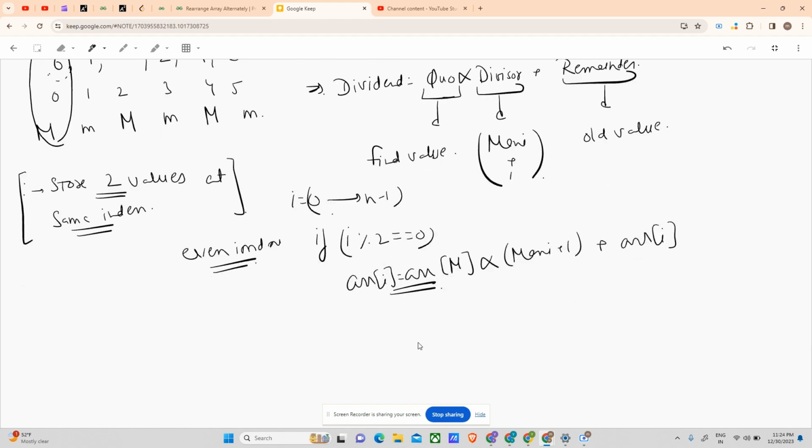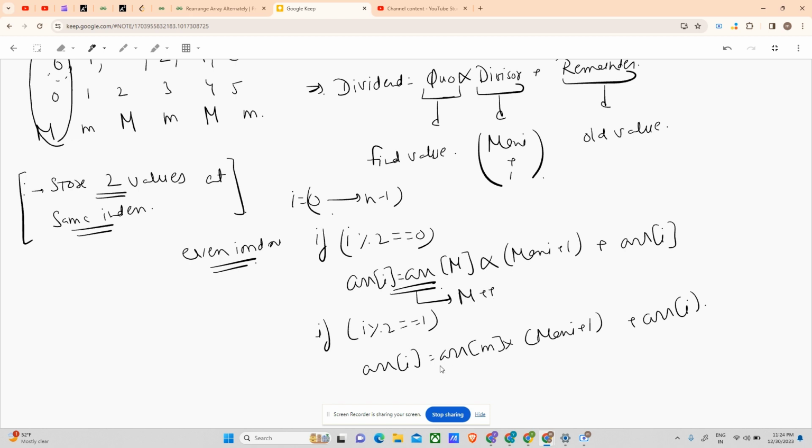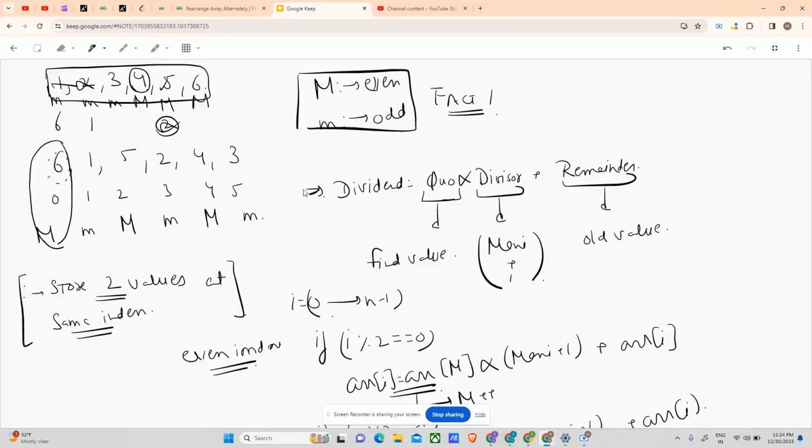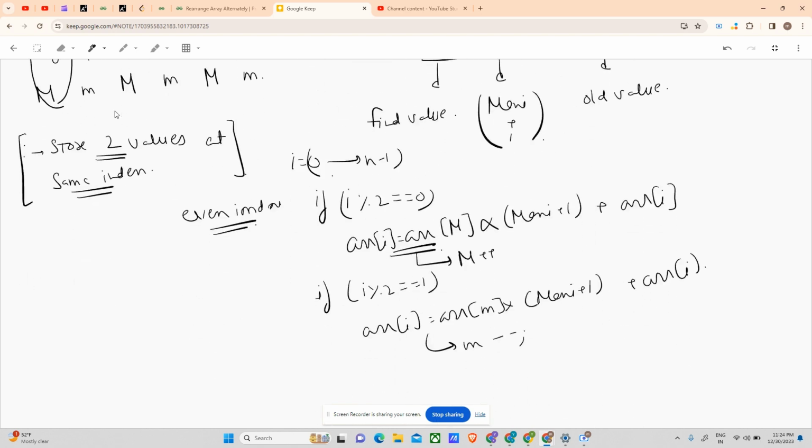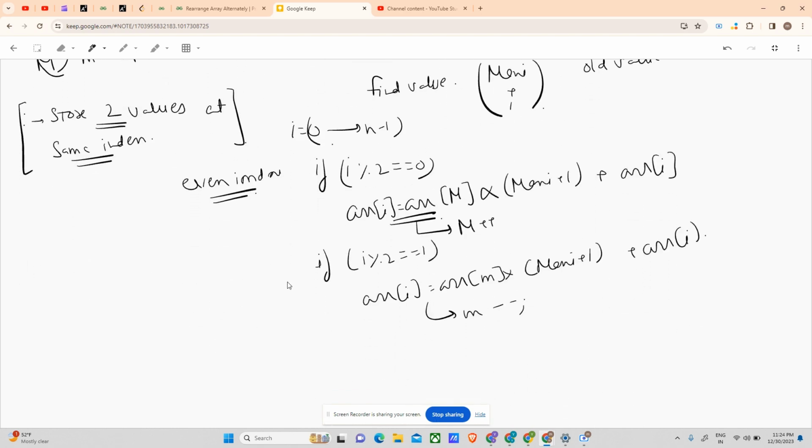Else, if i % 2 == 1, that is for odd index, just replace capital M with small m, that is arr[i] will become arr[m] * (maxi + 1) + arr[i]. Also, after doing this operation, you will have to increment m++ here, and decrement M-- there, because after putting them in the array, we are decrementing the capital M and incrementing the small m. Okay. Now let's dry run this.